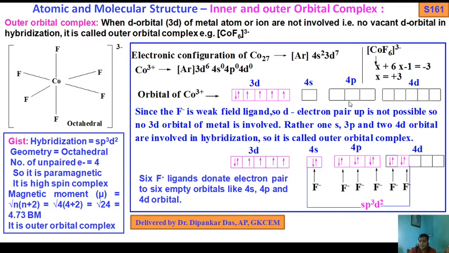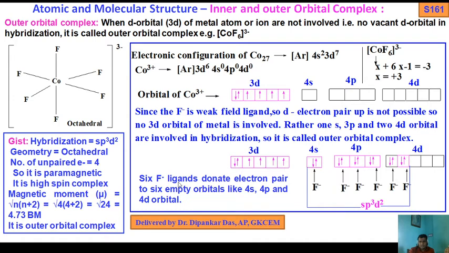These orbitals are involved in the hybridization. So that's why it is called an outer orbital complex. Fluorine is a weak field ligand, there is no question of pairing of electrons. So the 3d orbital electrons remain the same or unchanged, due to the presence of F minus weak field ligand.